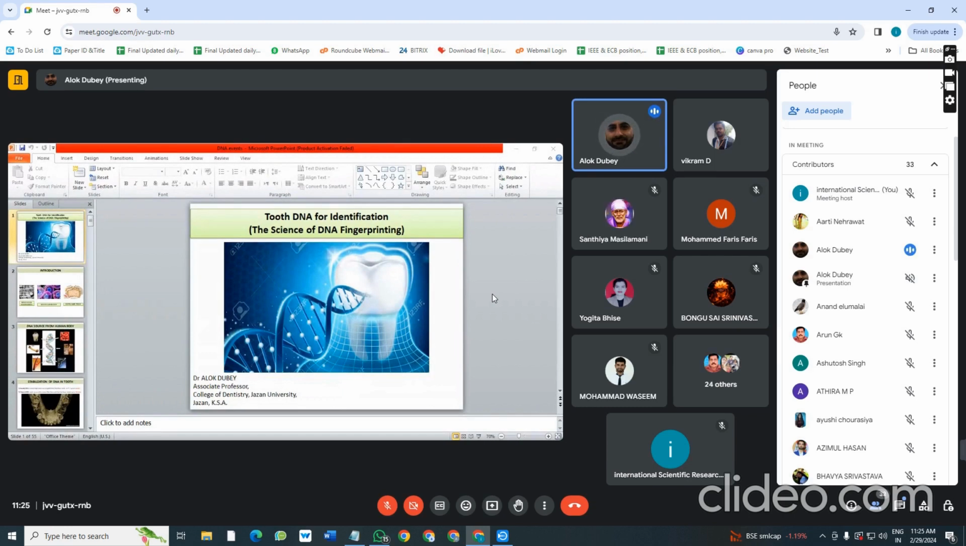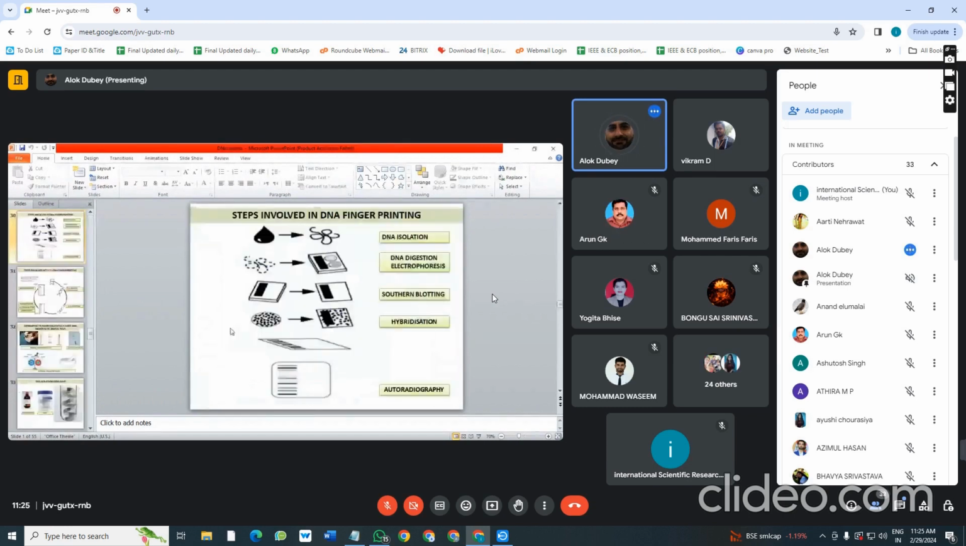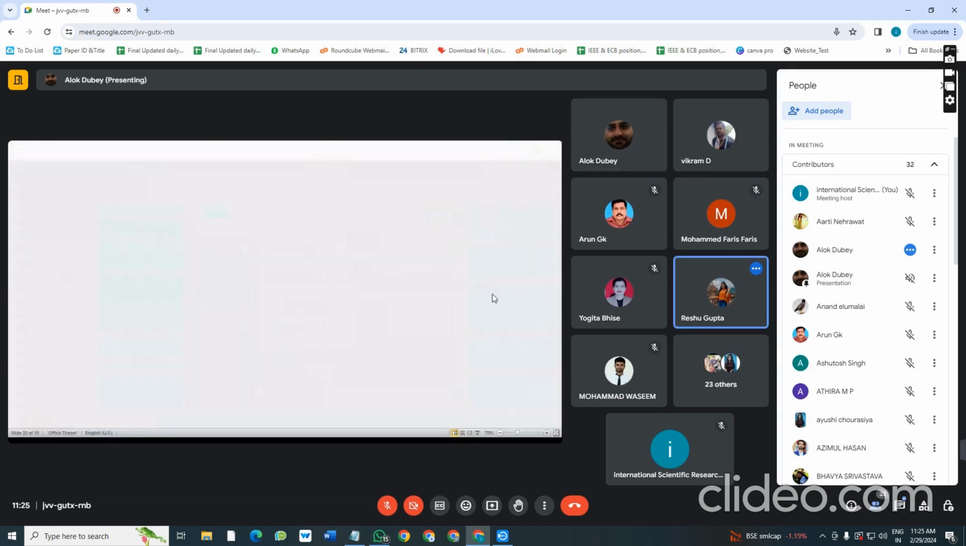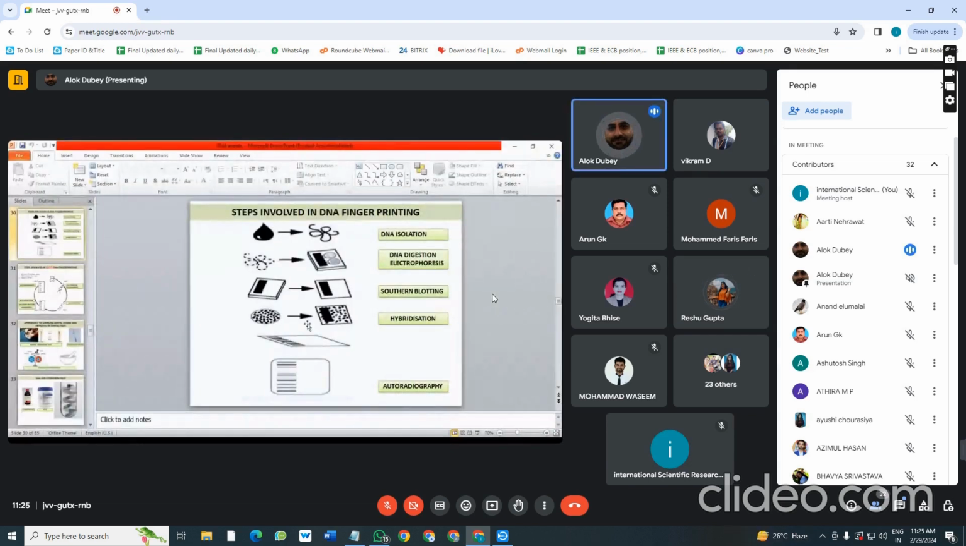Hello, can you see the slides properly? Excuse me. Hello. Yes, sir. Can you see the current slide, steps involved in DNA fingerprinting? Yes, sir. Okay, because I got some message that the slides are not visible. That's why I was asking. Okay, fine. There was some issue, but if it is clear, fine. Maybe some persons have some problem.